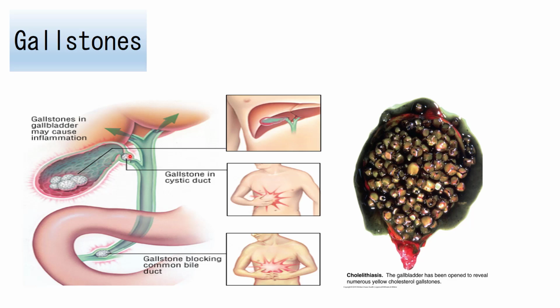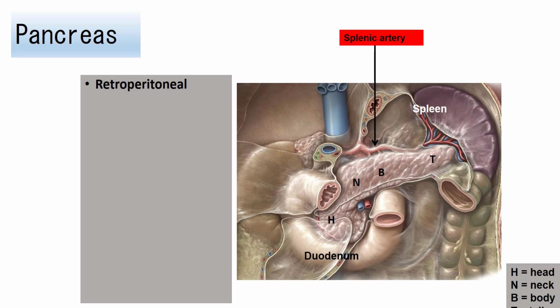Here's the gallstone then stuck in the cystic duct. It can also get stuck down here in the common bile duct. And the other places, if there's a formation of a fistula, there are other places where it can end up.